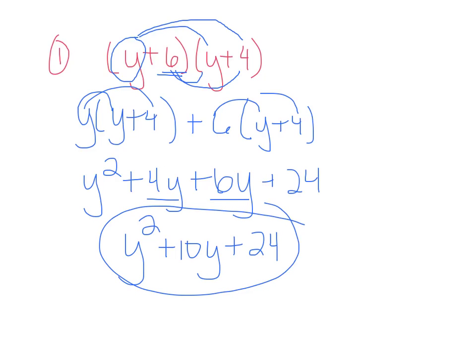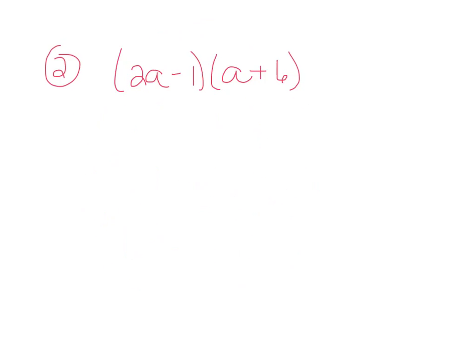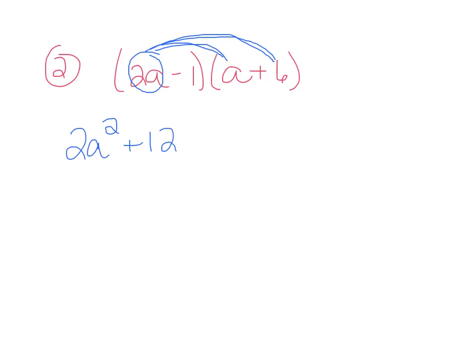Next one we're going to do without writing everything out, but again, it's two distributive properties. So we're going to take this 2a and multiply it by the a and the 6 in the other parentheses. So we have 2a times a, which gives me 2a squared. Then we have 2a times 6, which gives me 12a. That takes care of the 2a.